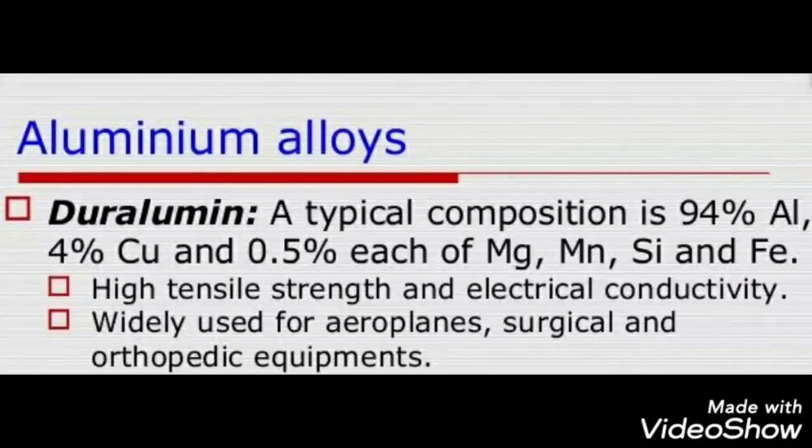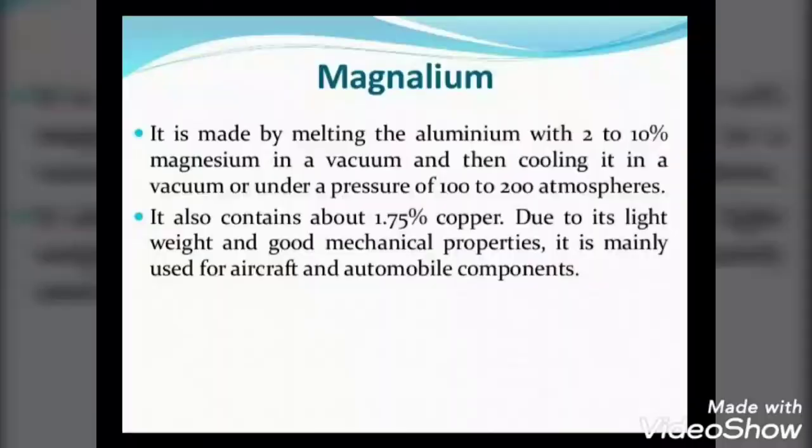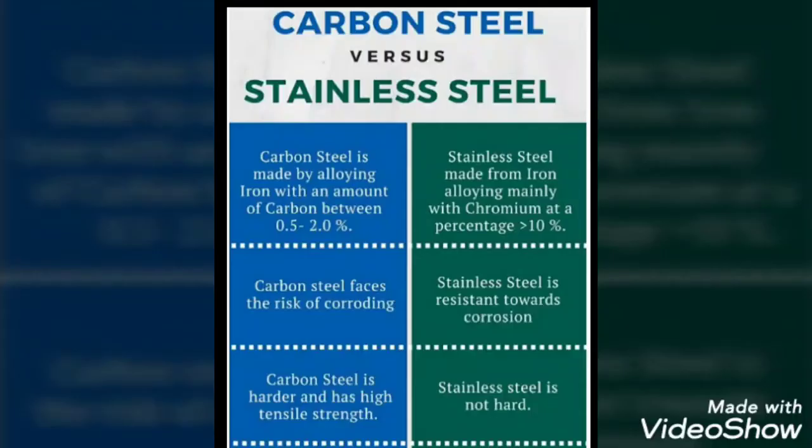Now we have already discussed duralumin, which is an alloy of aluminium with copper, magnesium and manganese. We have also studied magnalium, which is an alloy of aluminium and magnesium. And then we have studied steel also. Steel is an alloy of iron with some amount of carbon in it. And also stainless steel, which is an alloy of iron with chromium and nickel. Now in the next video lesson, we will discuss brass, bronze, solder and amalgams.